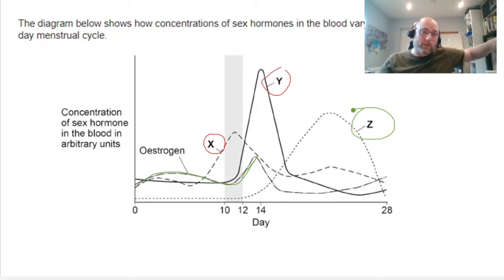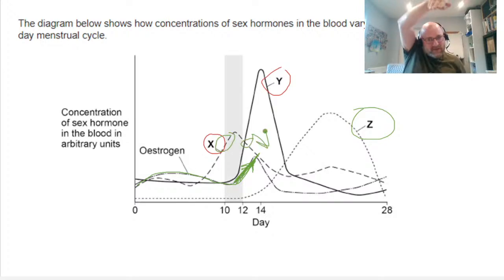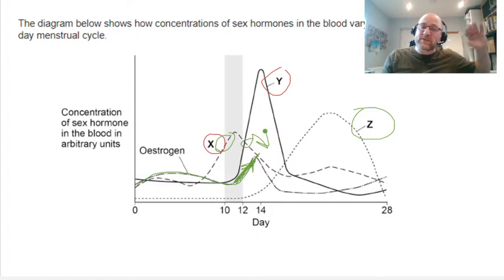Inhibit means stops it. So when estrogen goes up here, the FSH is going to go down like that. So FSH is going down as estrogen goes up. Estrogen stops FSH, inhibits it. And the reason it stops it is because it doesn't want you to ripen any more eggs and waste them.